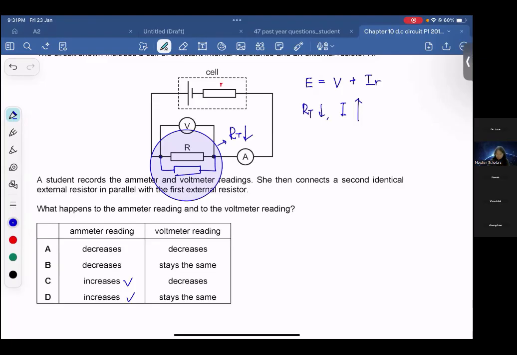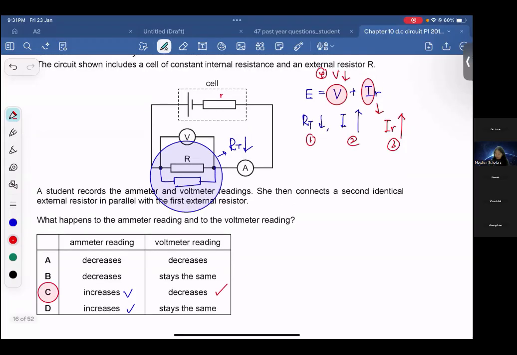Okay, when current increases, just now Chonghan explained. Here, there will be a greater loss of volts due to the internal resistance. So your Ir here is higher. So first step, second step, third step, and last step here, your voltage will decrease. The answer is C. And actually this question, just now in the structure question, we did it. Should not be wrong again. Okay.